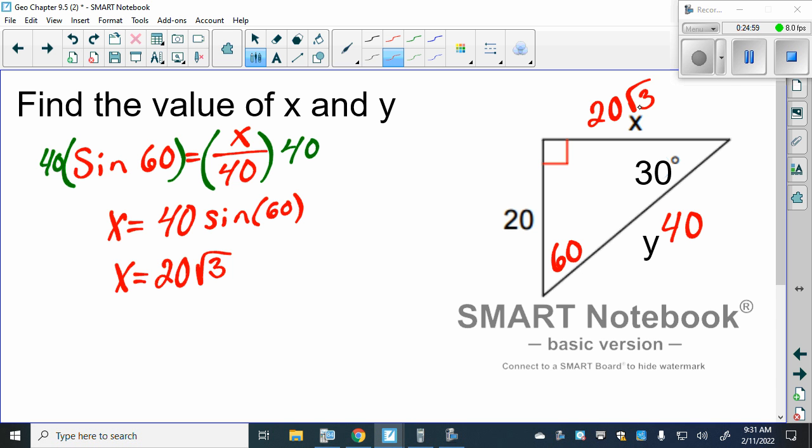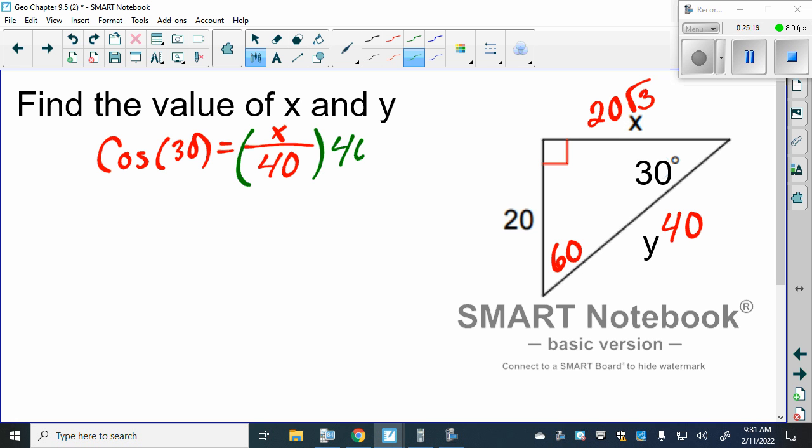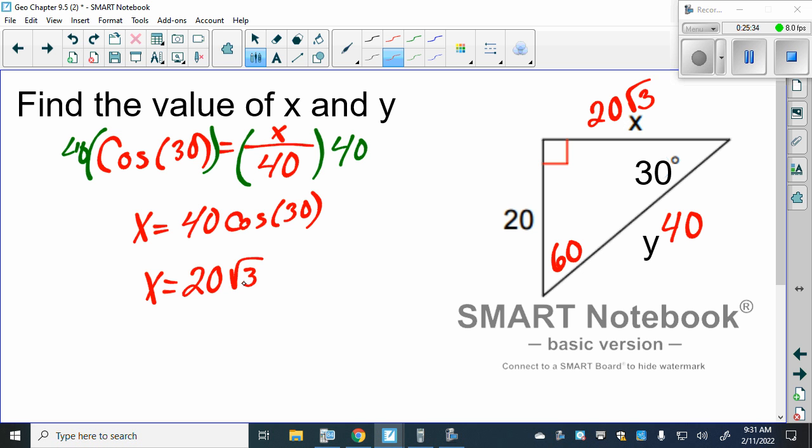What we could have also done instead of using sine is we could have done this using cosine of 30 is equal to the adjacent side length x over the hypotenuse. And we can multiply both sides by 40, telling us that x is equal to 40 cosine of 30, which is 20 square root of 3. Questions on this here?